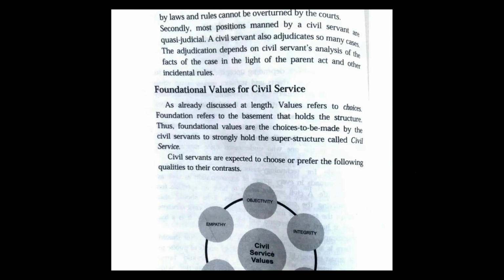Secondly, most positions manned by a civil servant are quasi-judicial. A civil servant also adjudicates so many cases. The adjudication depends on the civil servant's analysis of the facts of the case in the light of the Parent Act and other incidental rules. There are many positions where a civil servant works in a quasi-judicial manner. Can anyone tell me any example?